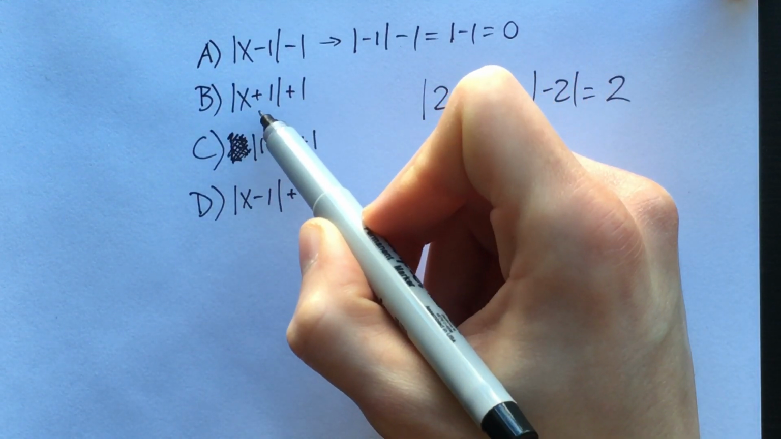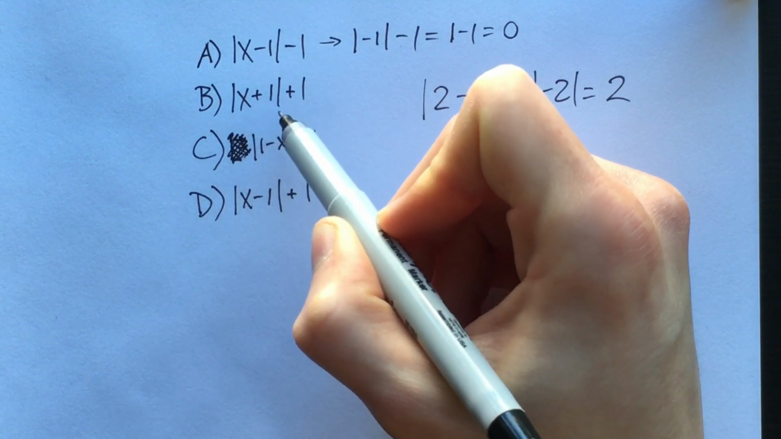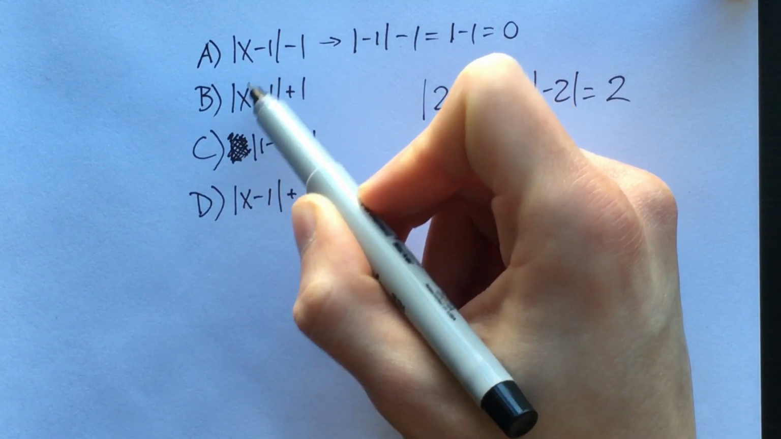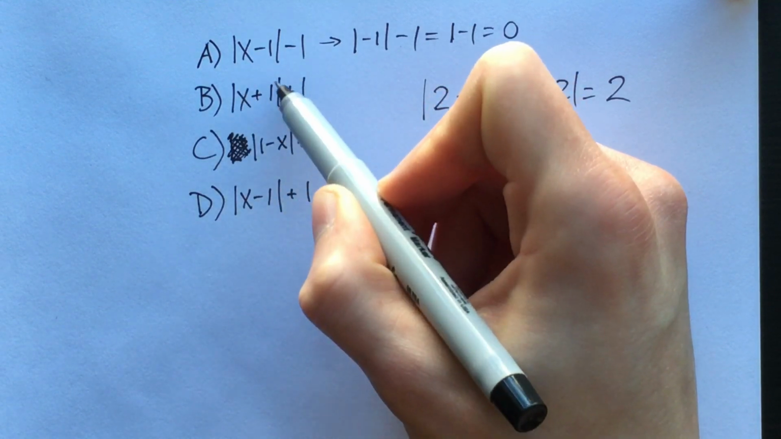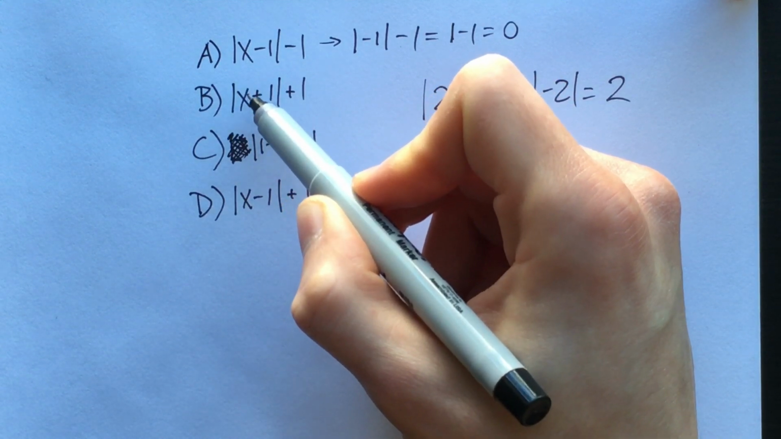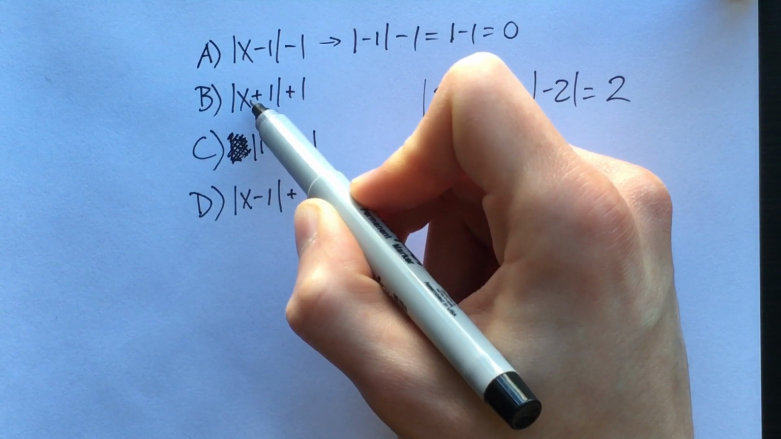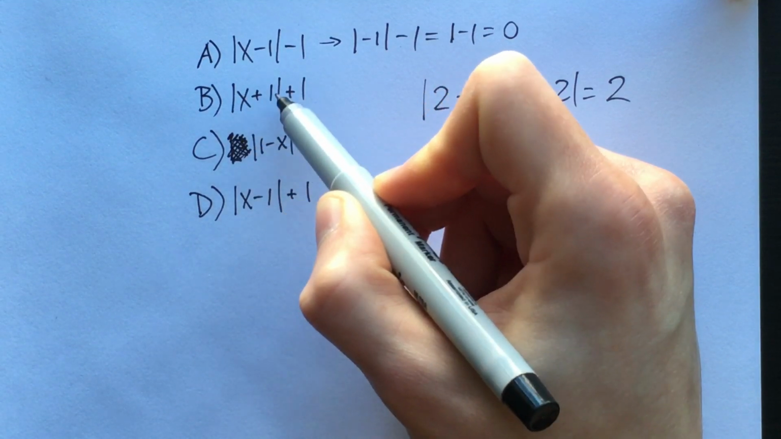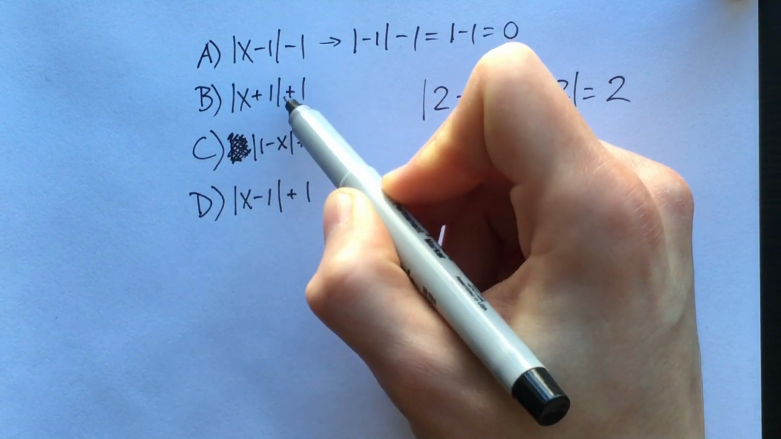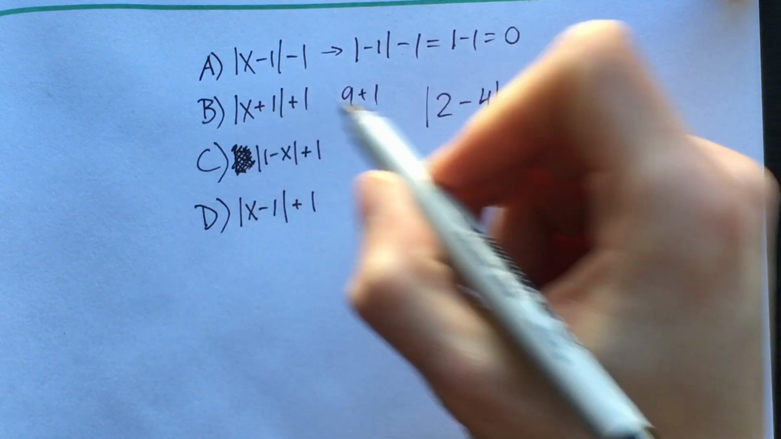So for this one, thinking about it, no matter what you put for x, the output of this absolute value is going to be positive. If you put 0 for x, the absolute value of positive 1 is still positive 1. If you make x some large negative number, like negative 10, this would be negative 10 plus 1, so negative 9, but it's the absolute value of negative 9, so it would be 9 plus 1, so the outcome would still be positive.